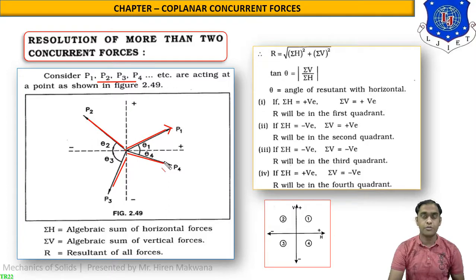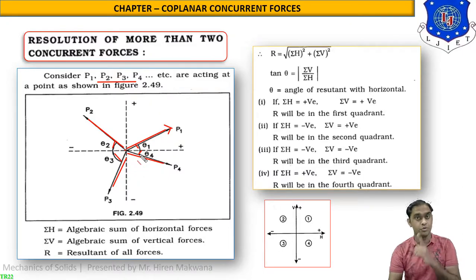Remember that all the forces make angles with respect to the horizontal axis only. The first angle is theta 1, the second is theta 2, the third is theta 3, and the fourth is theta 4. These are the angles of the respective four forces with respect to the horizontal axis only. So you have to remember that whenever forces come into the picture, the angles must be with respect to the horizontal axis only.